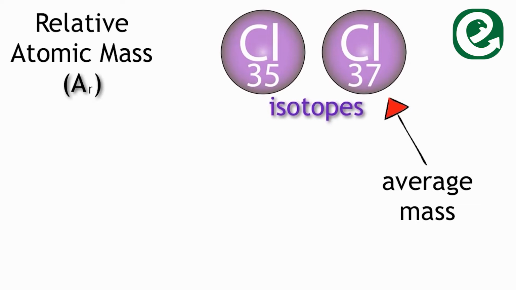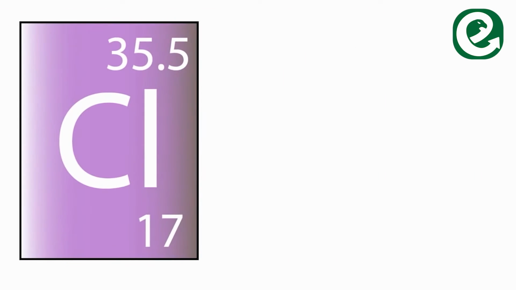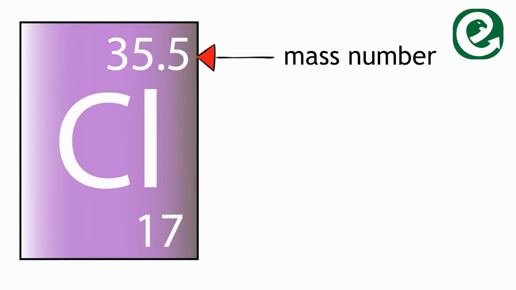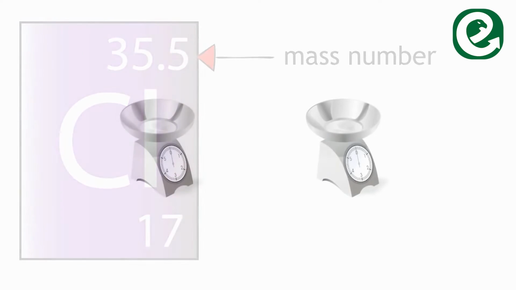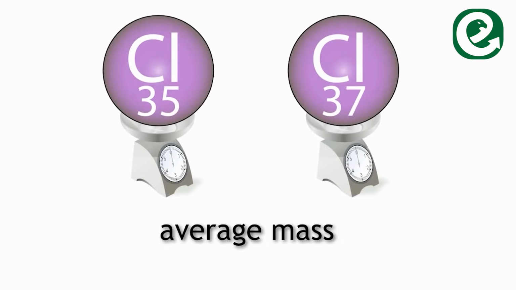The relative atomic mass of an element is defined as the average mass of the naturally occurring isotopes of the element relative to the mass of an atom of carbon-12. On the periodic table, it is the same number as the mass number. In basic terms, it is the average mass of the isotopic forms of the element.